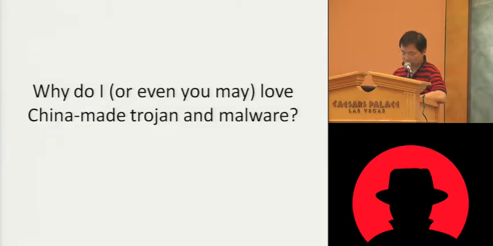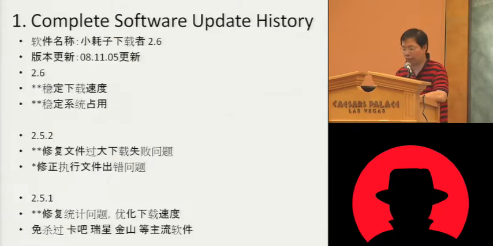Why do I love, or maybe you love, China-made Trojans and malware? First, a complete software update history. You could find that no other Trojan has such a complete list of change logs. These are a little bit of translation: reliable download speed, reliable system occupation, resources occupation, recover documents.